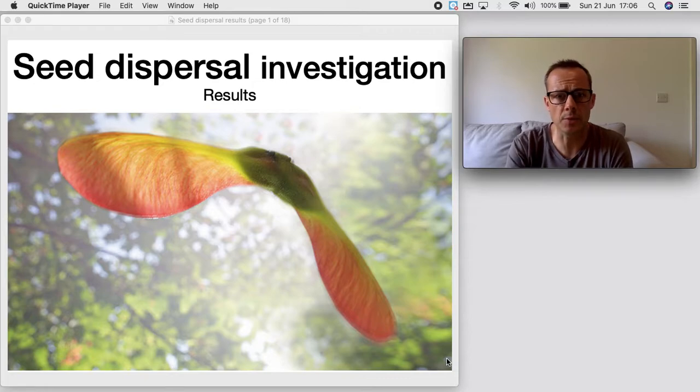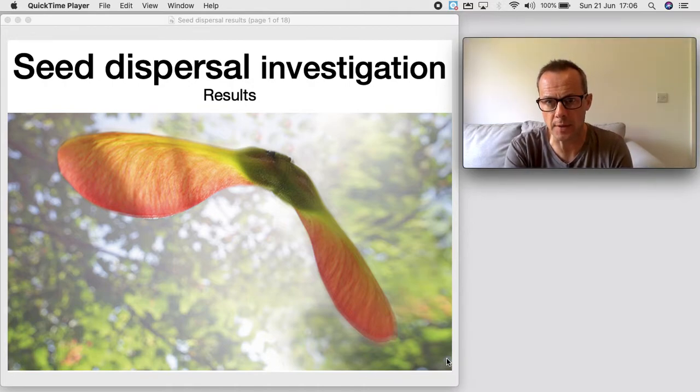Today is the results from your seed dispersal investigation. First thing I want to say is I was absolutely amazed at the quality of the results that you gathered and how many of you created fantastic results. So first of all, an absolute amazing pat on the back, well done, brilliant, brilliant, brilliant set of results.